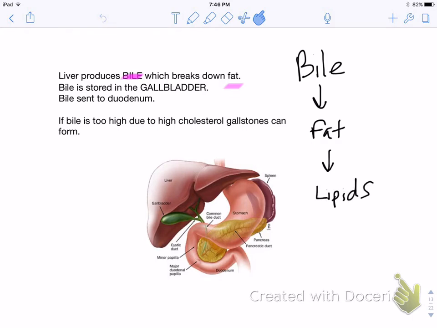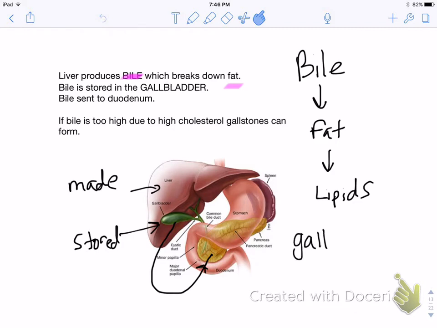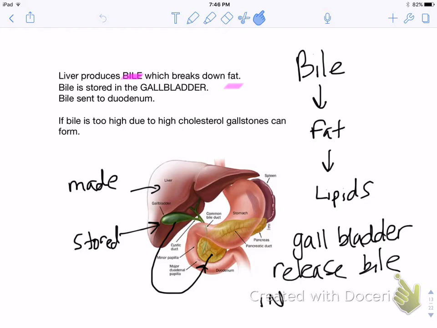So bile is made in the liver and then it's stored in the gallbladder. The gallbladder then releases bile into the small intestine. So the gallbladder is going to release bile into the small intestine to break down fats.